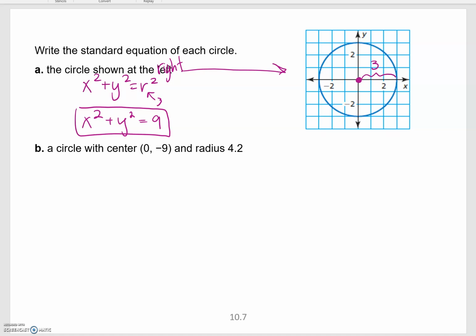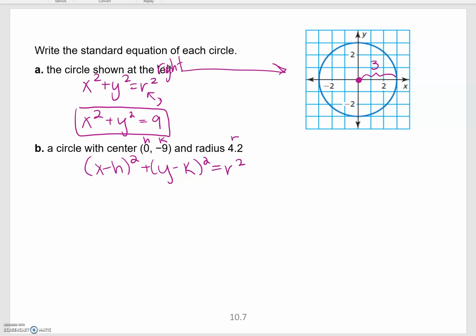For the second example here, it says I want to write an equation of a circle with a center (0, -9) and a radius of 4.2. For this one, I know that my center is no longer at the origin because I don't have (0, 0) as my center anymore. So I'm using the second equation that we had, (x minus h) squared plus (y minus k) squared equals r squared. Remember that your center is (h, k), so that's what we're plugging in there. And then this is our radius, that's our r.